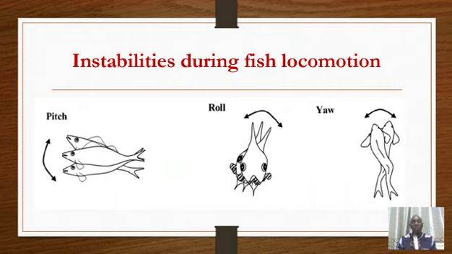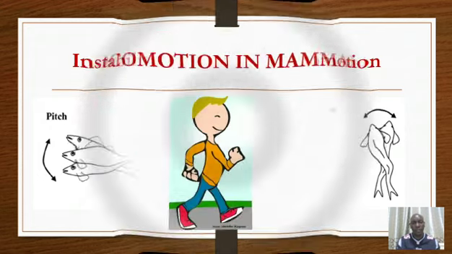Once again, of yawing, pitching, and rolling. So if fish experiences any of those three, then it affects its swimming. So those are the instabilities during locomotion, but they are prevented or controlled by those fins, just like we have seen, just like we have observed at that point.